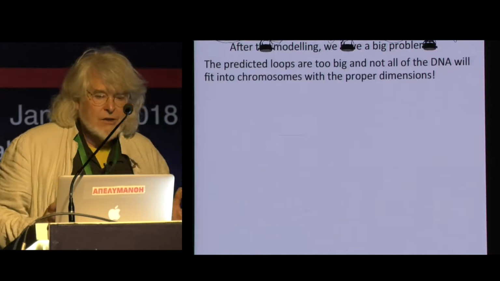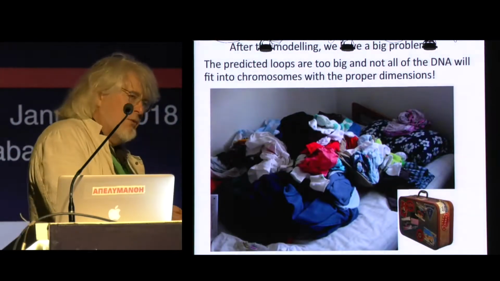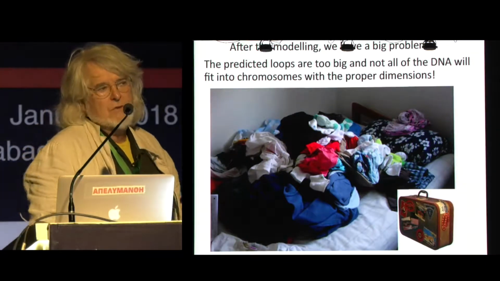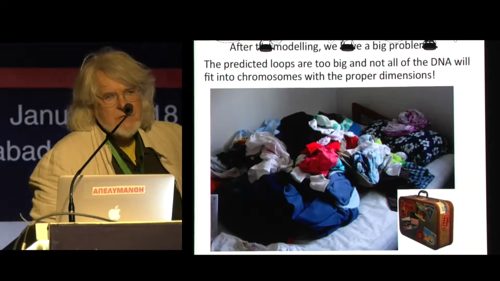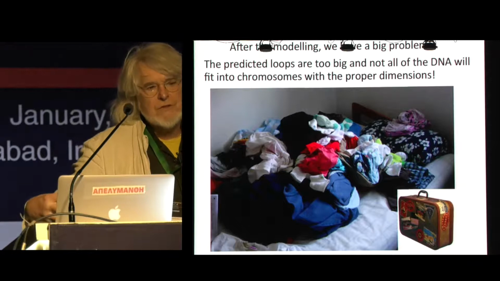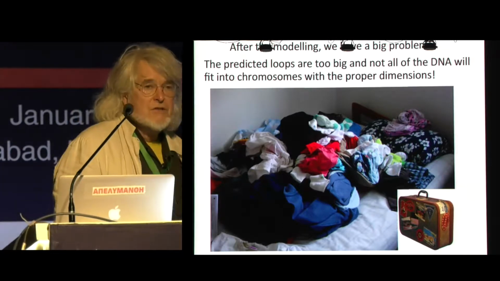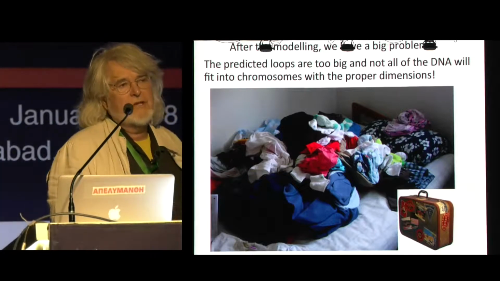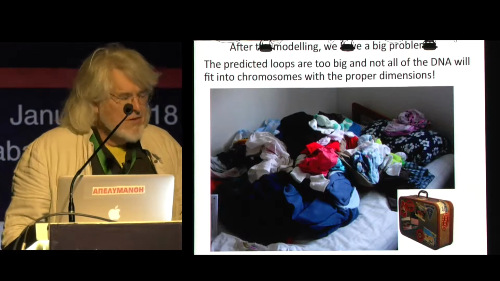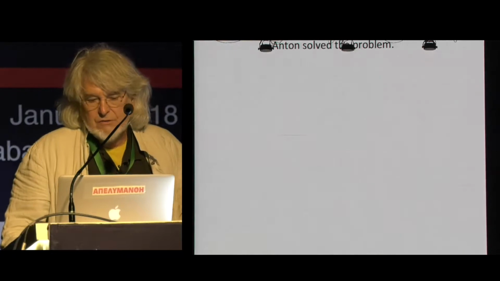But then we did this modeling, and we had a huge problem. And the problem was we could predict the size of the loops. We knew how much DNA was in the chromosomes, and also because of the serial block face SEM that we'd been doing and measurements that Kamiko had been making, we knew what the volume of a chromosome was. And the trouble was, you couldn't put the clothes into the suitcase. You couldn't fit all the DNA into the suitcase. So what was going on? And it turned out that got solved by the mathematical modeling of Anton Golub-Dorodko.